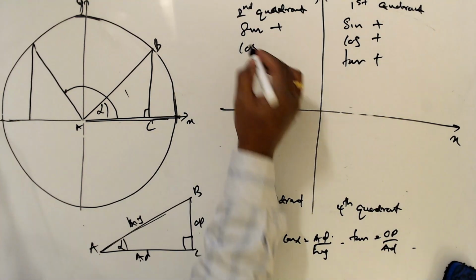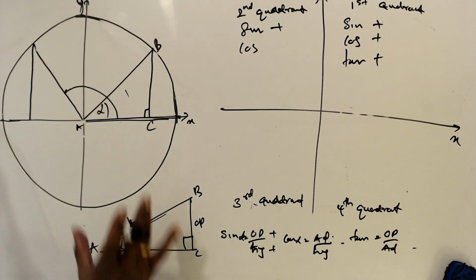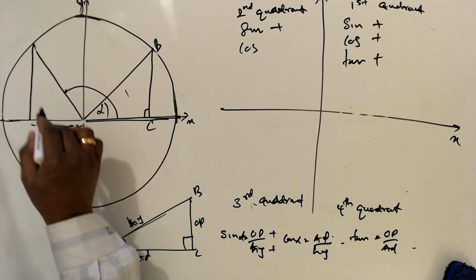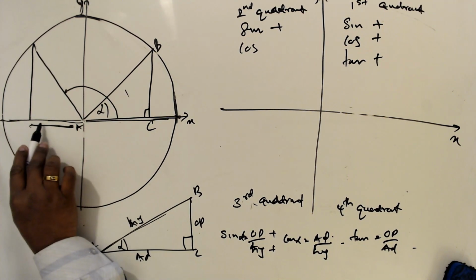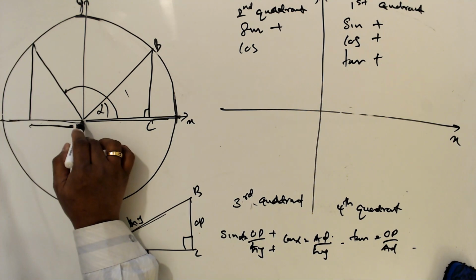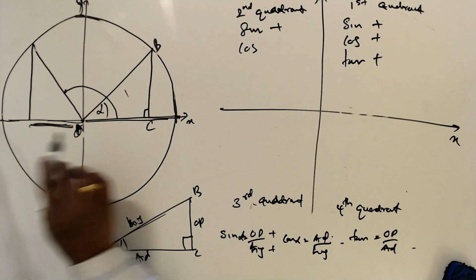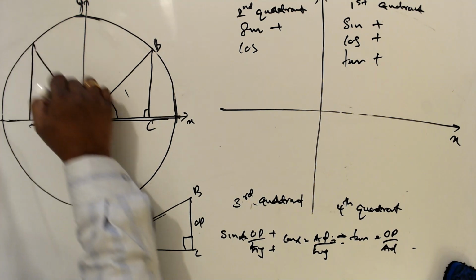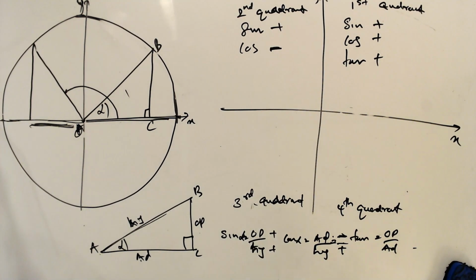Now let's look at cos. Cos means adjacent divided by hypotenuse. This adjacent is the distance along the x-axis, so adjacent becomes negative on the negative side of the x-axis. The hypotenuse is positive, which is the radius, and negative divided by positive, the answer is negative.